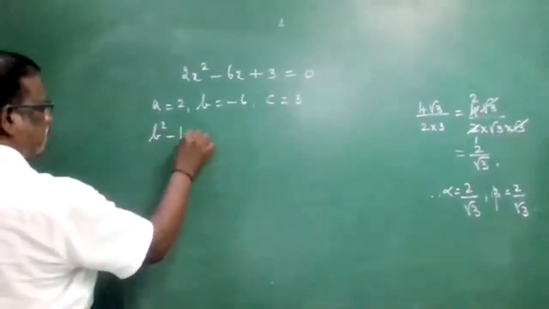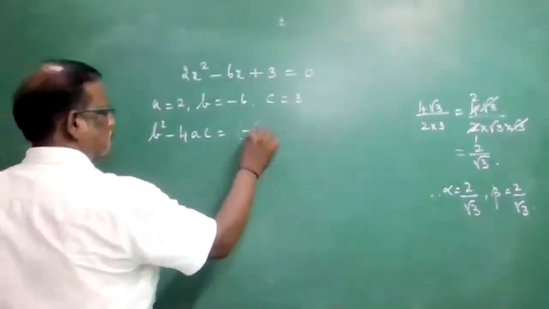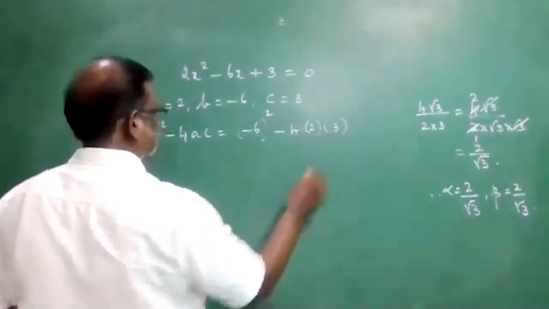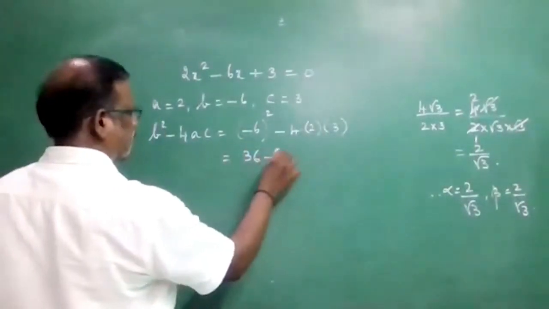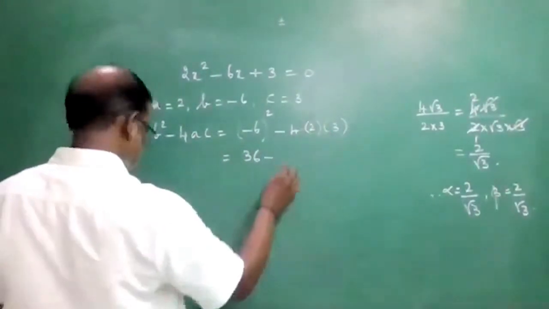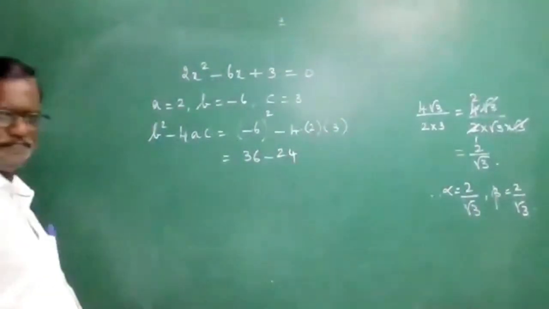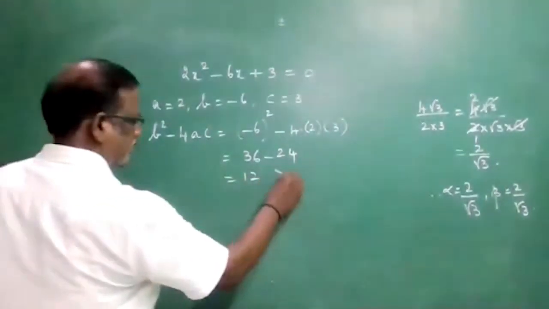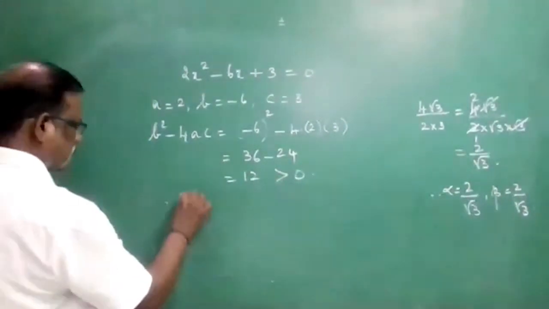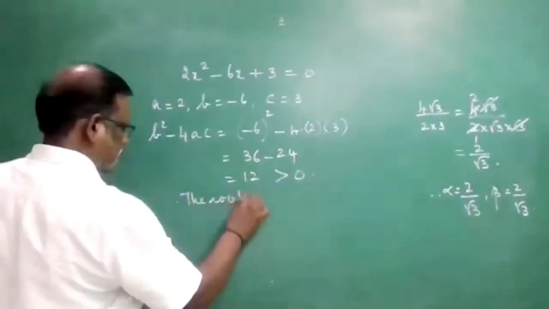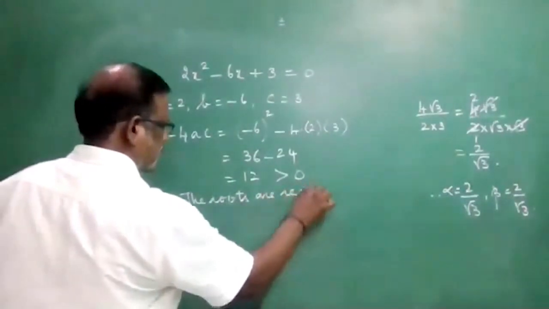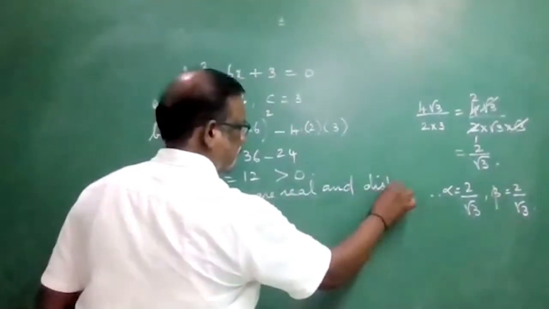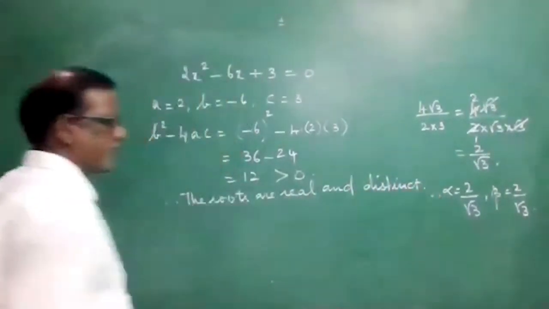B square minus 4AC is equal to minus 6 whole square minus 4 into 2 into 3. That is equal to 36 minus 4 2s are 8, 24. So that is going to be 12, which is greater than 0. Therefore, the roots are real and distinct.